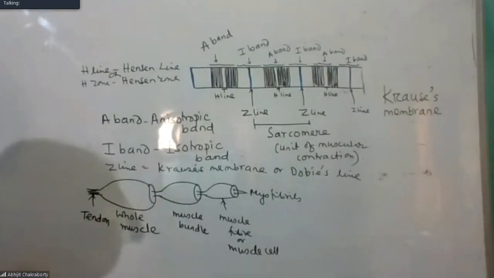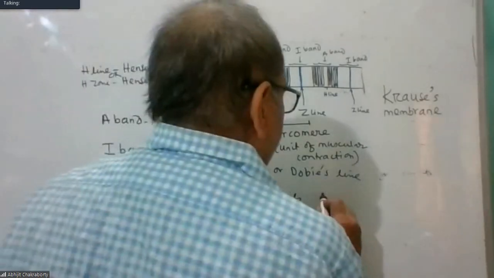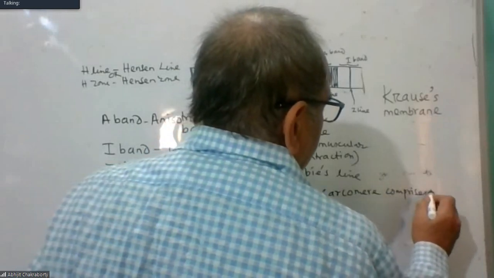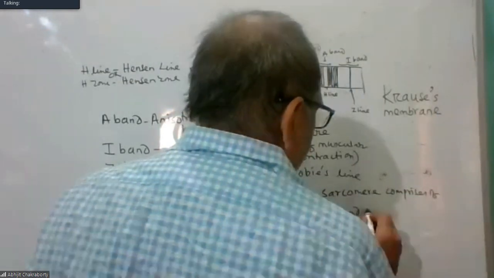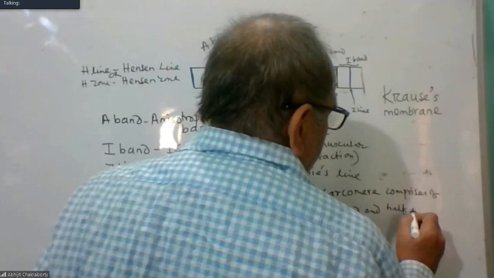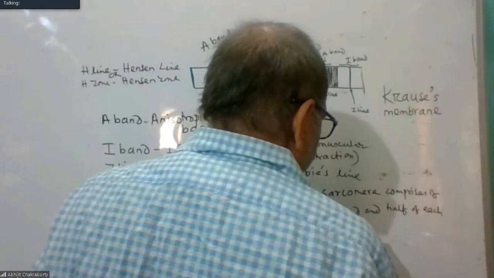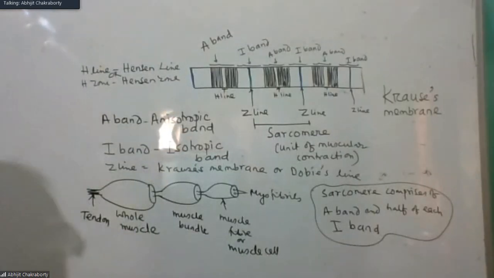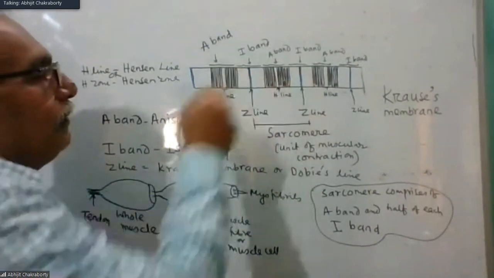Sarcomere. What does a sarcomere comprise? Sarcomere comprises the A-band and half of each I-band. Remember this thing. That means the A-band and half of each I-band on either side.